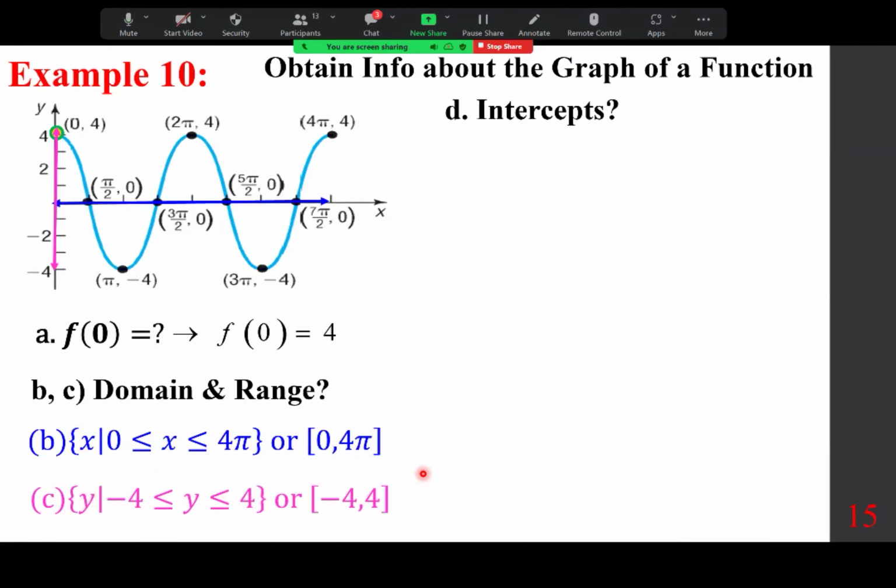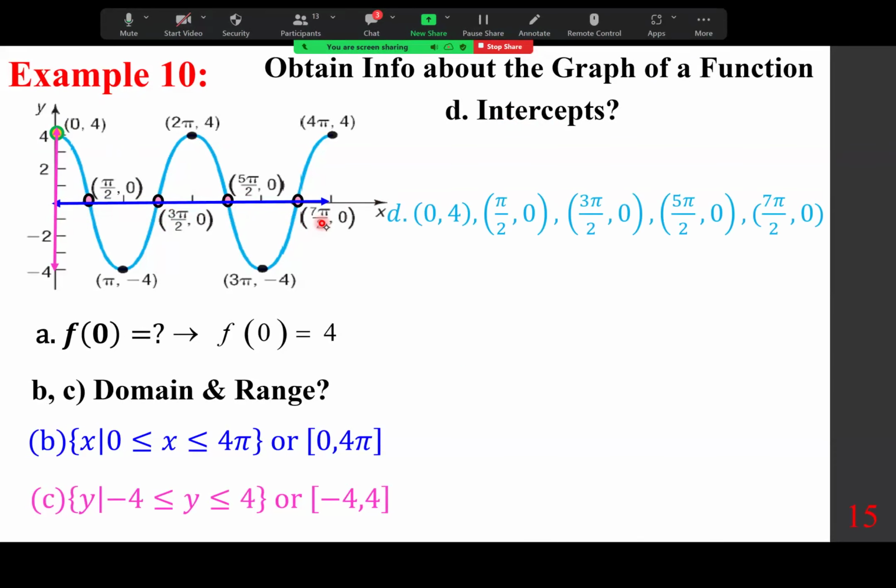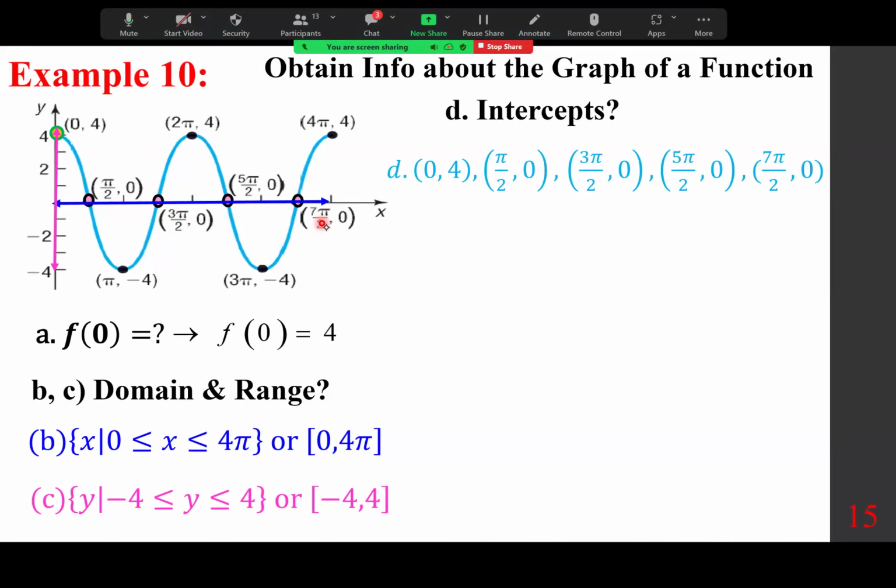Intercepts. Well, the y-intercept is at 0, 4. And then the x-intercepts are these 4. So the intercepts, first the y-intercept is 0, 4. Now the x-intercepts are pi over 2, 3 pi over 2, 5 pi over 2, 7 pi over 2, each with y equal to 0. This is trigonometry. This is a cosine function, by the way. Graph of cosine function from 0 to 4 pi.